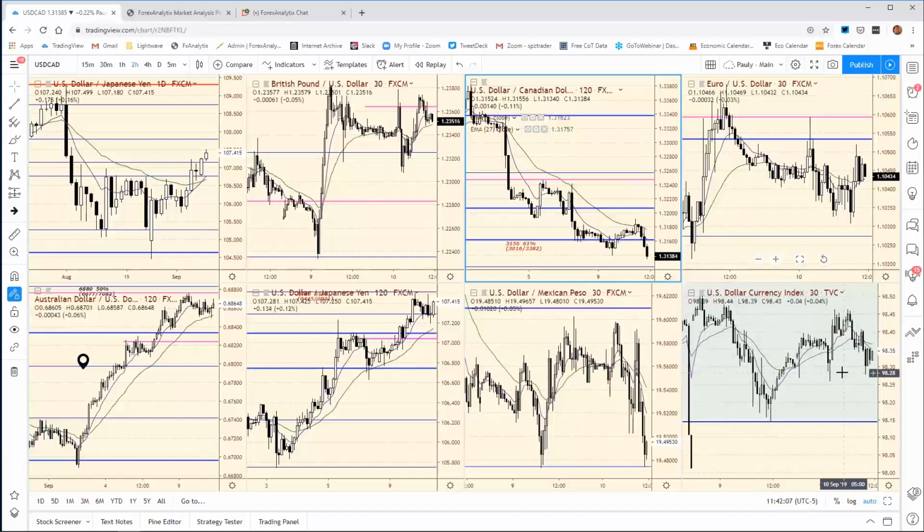Dollar index is trading also relatively quiet. Not really seeing a whole lot happening here. I will go into another pair.